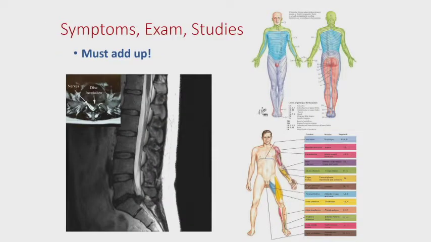And as you're going through this, the mechanism, the history, the symptoms, what you find on physical examination, what you see on the studies needs to add up. If it doesn't add up, you're not going to have a good outcome. If it adds up perfectly, you have a great diagnosis, you're going to have a very good treatment outcome with whatever you choose. It's the ones that don't add up well that become the problem.